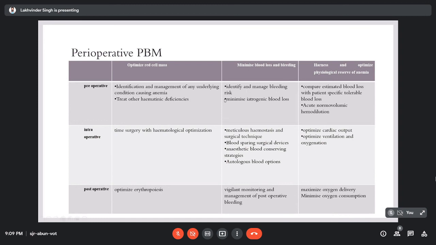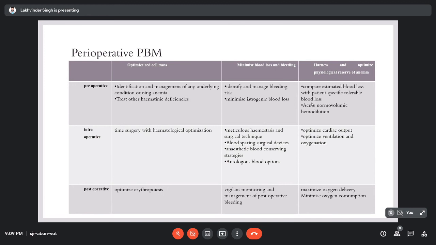Identify and manage blood risk, stop aspirin and other drugs which can cause blood loss, and compare the estimated blood loss with the patient-specific tolerable blood loss. In a patient who has 7 liters of blood volume, 700 ml will not cause any change. So you have to harness and optimize the physiological reserve of anemia.